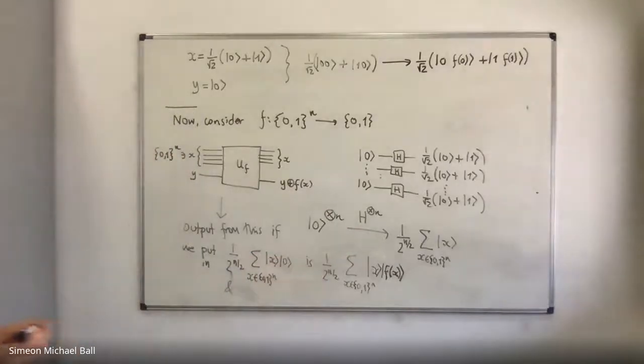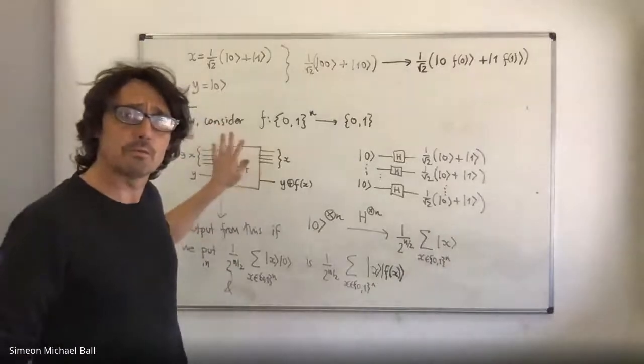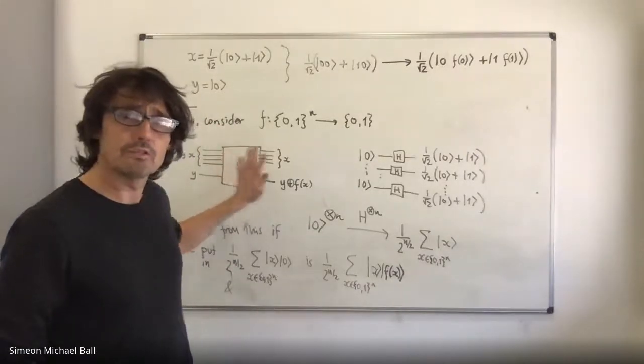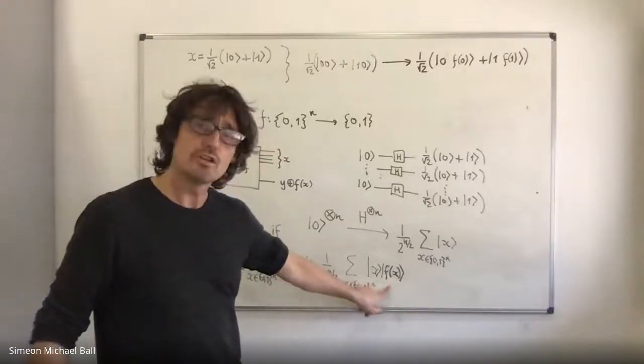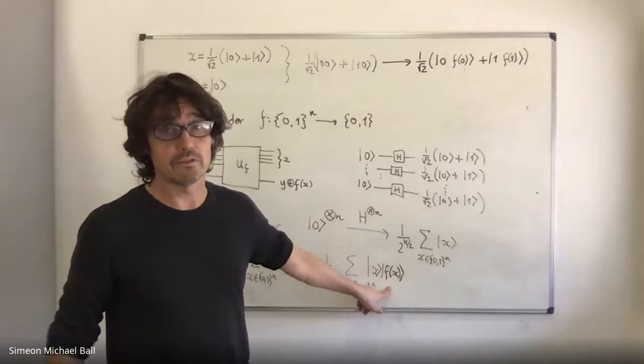Anyway, so this is the output. Something should be screaming here, because we've just applied one thing on our circuit, and all of a sudden we've calculated 2 to the n values of f.